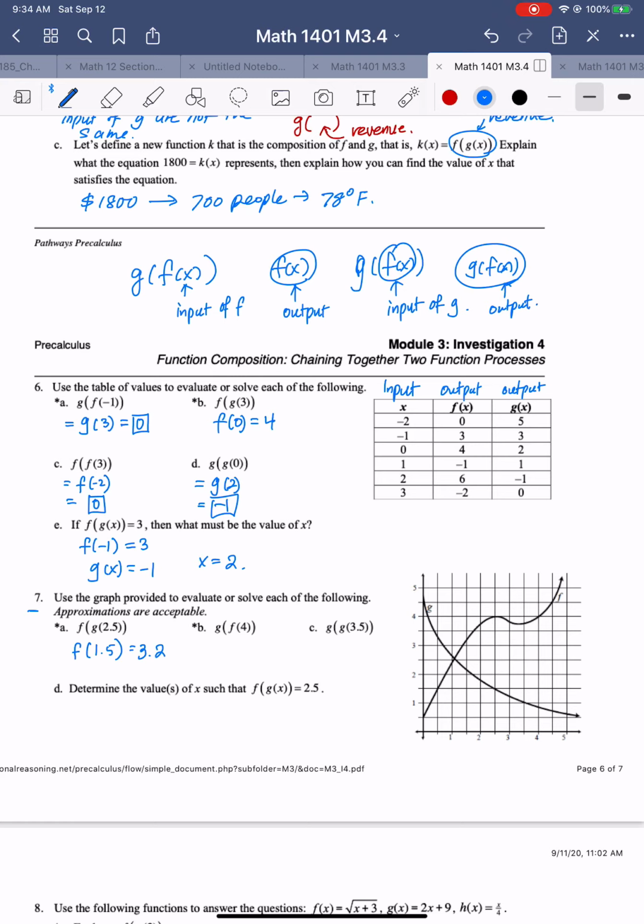Okay, g of f of 4. The same thing. So 4 is the input for the f function. Find the 4; the f function is right here, so I want to say 4. So this is g of 4. Use 4 as an input again, and then use the g function. So a little less than, so 0.8.